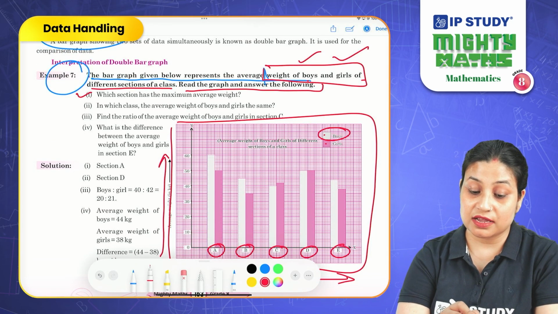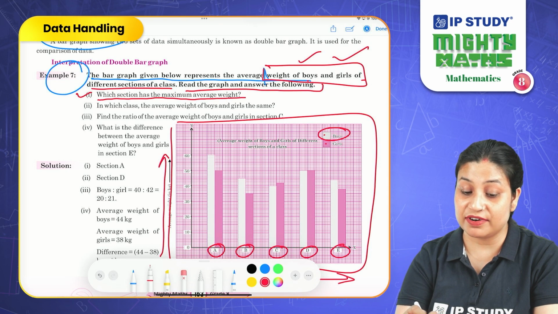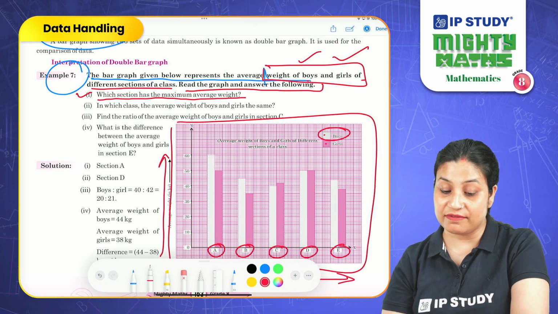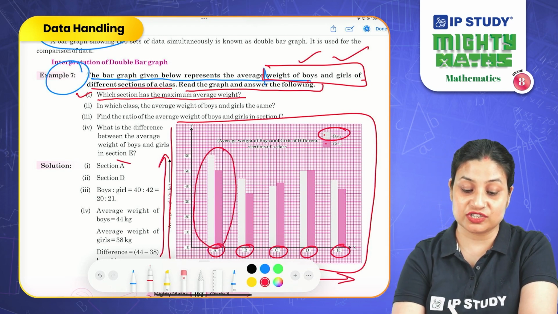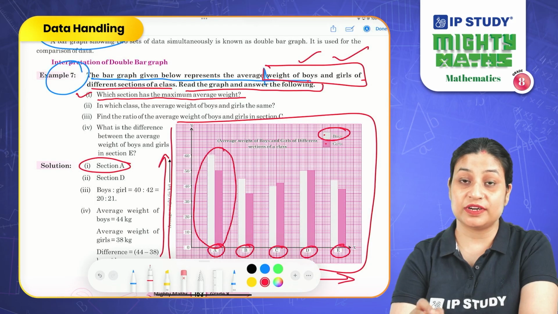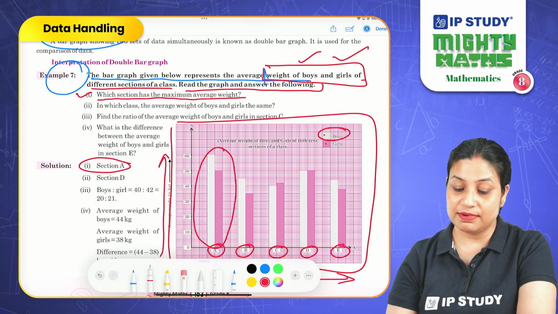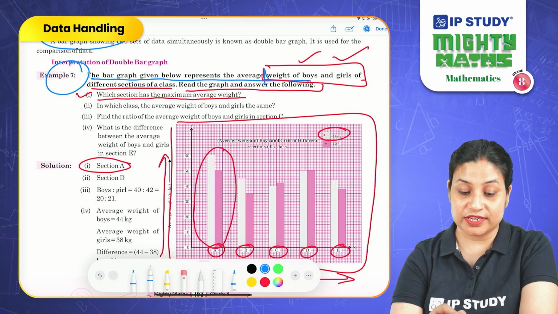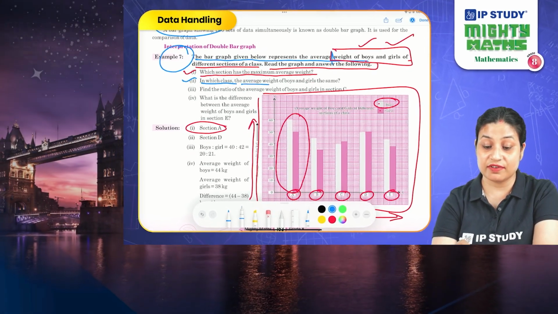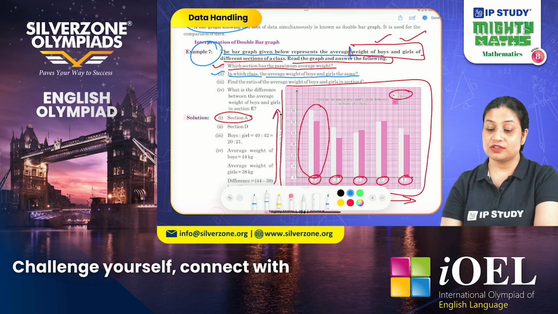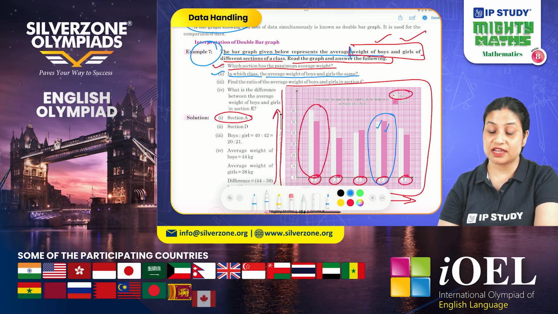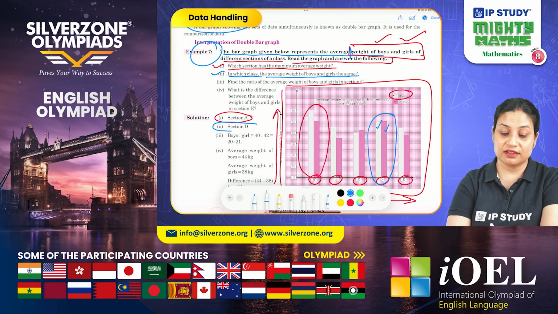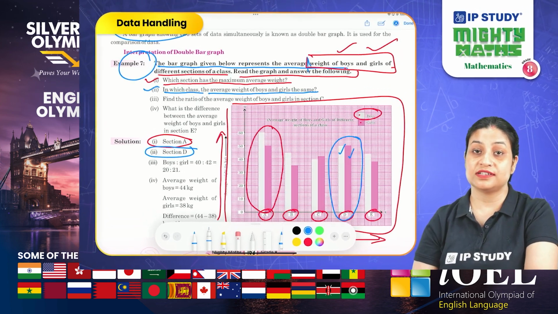The first question is, which section has the maximum average weight? We can see the maximum rectangular bars, so for section A we have the maximum average weight for boys as well as for girls. Now let's move on to the next question. In which section is the average weight of boys and girls the same? Look at section D: the rectangular bars for the average weight of boys and girls are equal. So for section D, we have equal average weight for girls and boys.